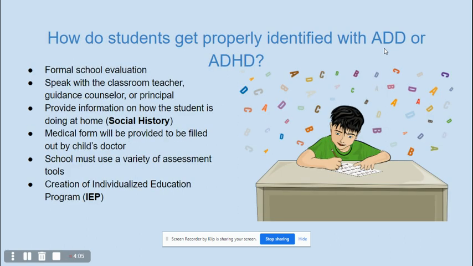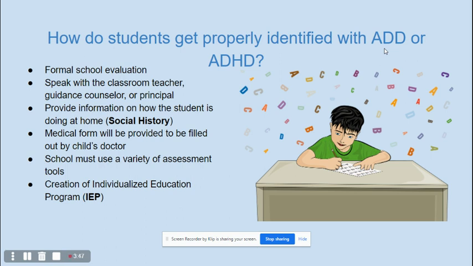Throughout my research, the question that came up was, how do students get properly identified with ADD or ADHD? First, there would need to be a formal school evaluation. Parents should speak with the classroom teacher, guidance counselor, or principal. Information must be provided on how the student is doing at home. This is called a social history.